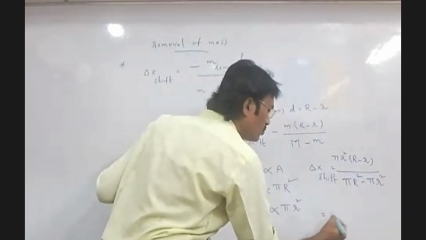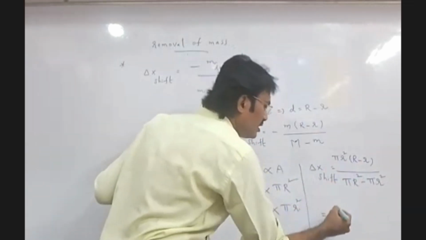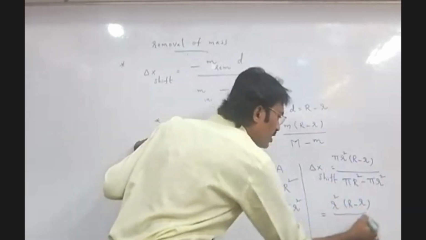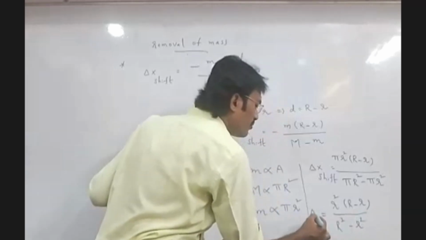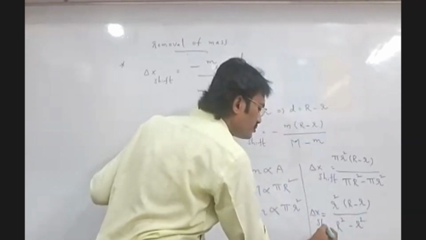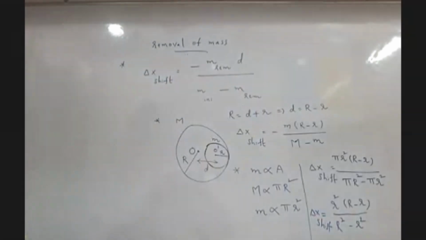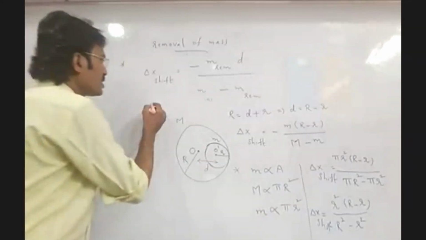Now that is equal to pi, take out the pi as common and cancel, then the formula becomes r square into capital R minus small r by capital R square minus small r square, in the form of radius. This is the shift in the center of mass, and this is for the circular plate.